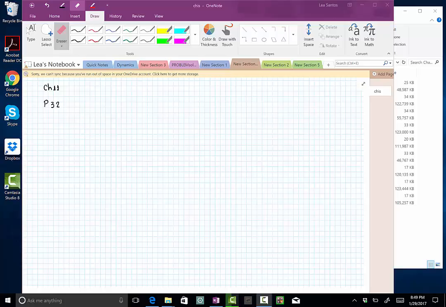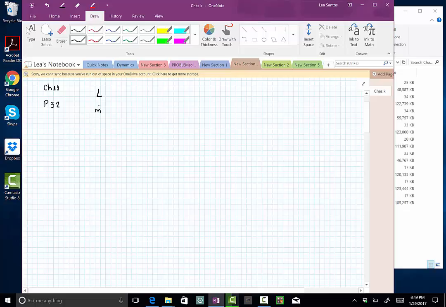Okay, so this problem is 32, chapter 11, Giancoli 6th edition. This is a problem with a pendulum. They give us the length of this pendulum, the mass of the pendulum bob, and the initial angle, the angle with respect to the vertical at which this pendulum bob is released. Okay, and then come the questions.